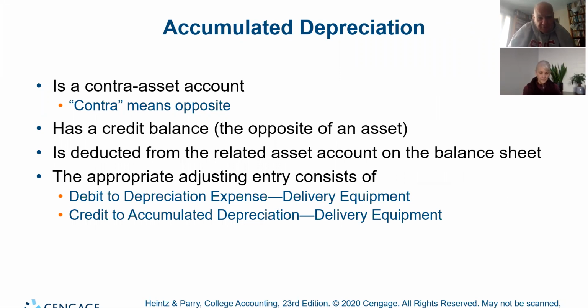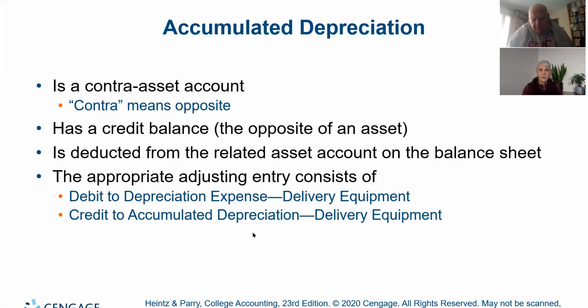Accumulated depreciation is a contra asset account. Contra means the opposite, so it has the opposite balance. It has a credit balance, and whatever that balance is gets deducted from the original cost of the asset. And the journal entry is always the same. If you get a problem on the test with depreciation, you don't have to think: I know I debit depreciation expense and I credit accumulated depreciation.